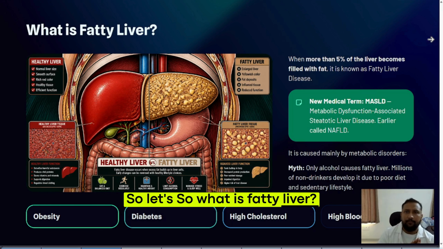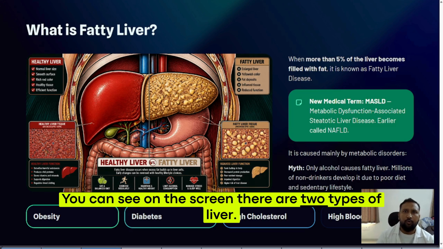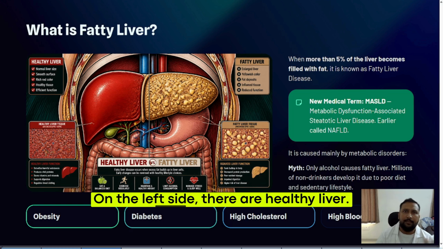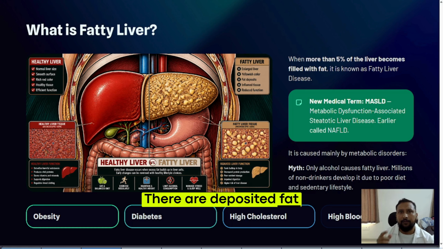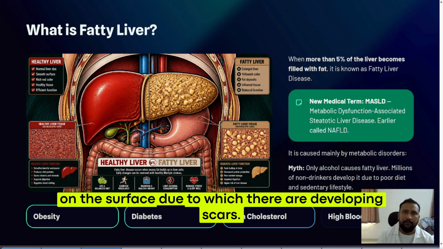So what is fatty liver? You can see on the screen there are two types of liver. On the left side there is a healthy liver. On the right side there is a fatty liver. You can see the fatty liver is enlarged in size and yellowish in color. There is fat deposited on the surface, due to which scars are developing.